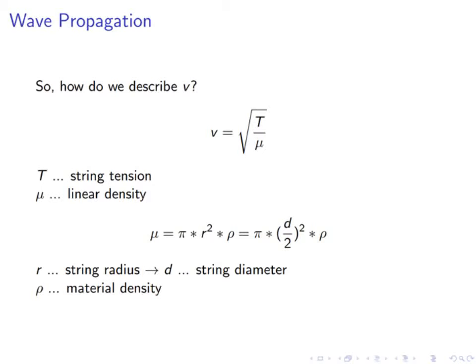See, I'm not that into linear densities. I like to have 3D objects when I'm looking at the properties. So I quickly converted the linear density to cubic density. So now we're looking at the string properties by string radius or string diameter and material density, which gives you a much firmer grasp on the situation.